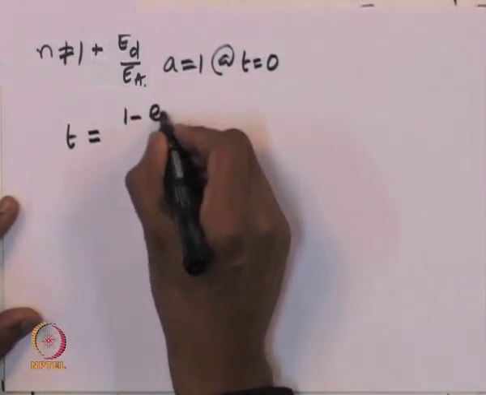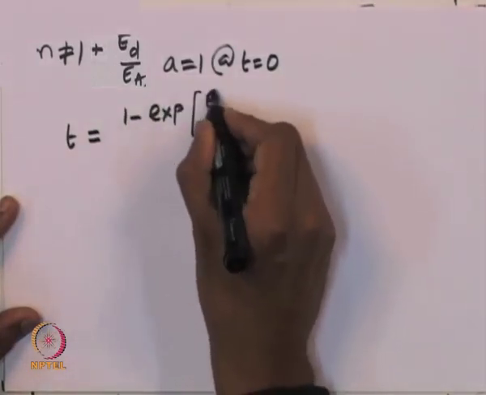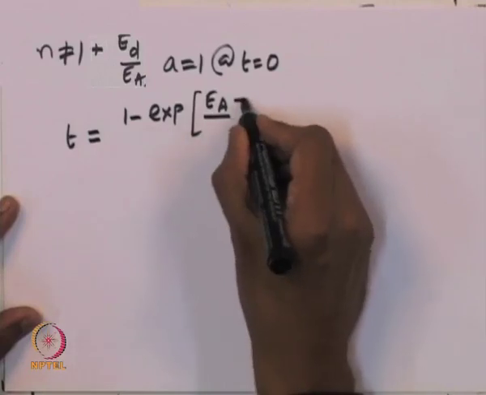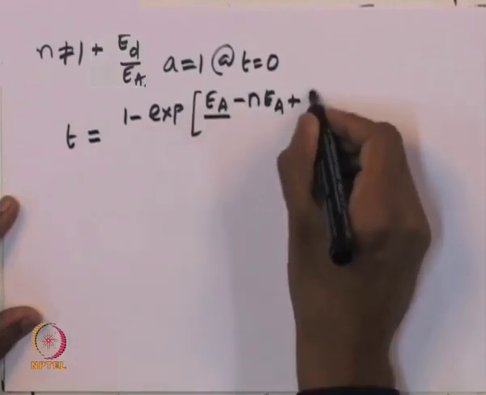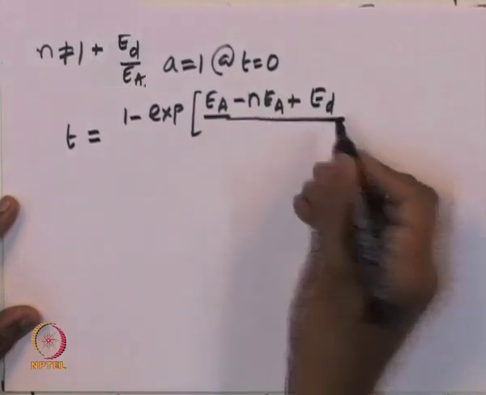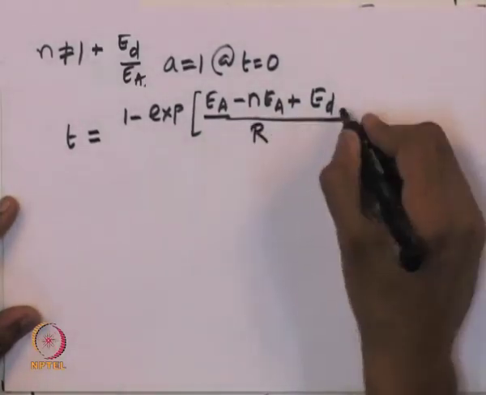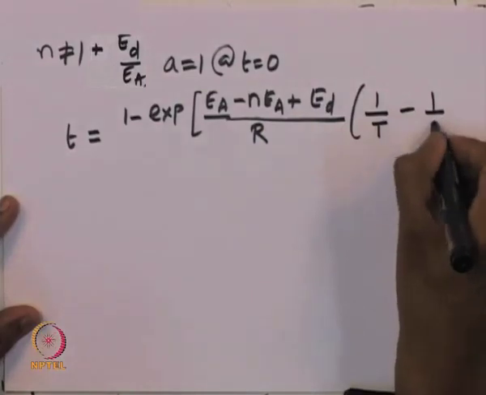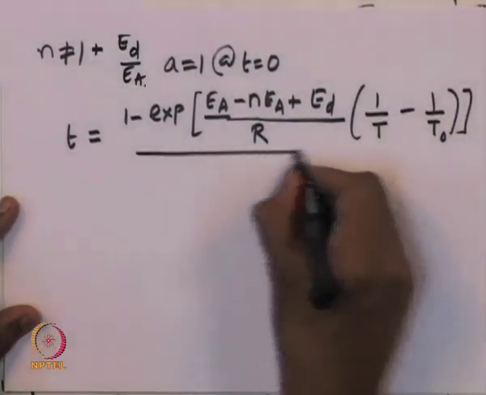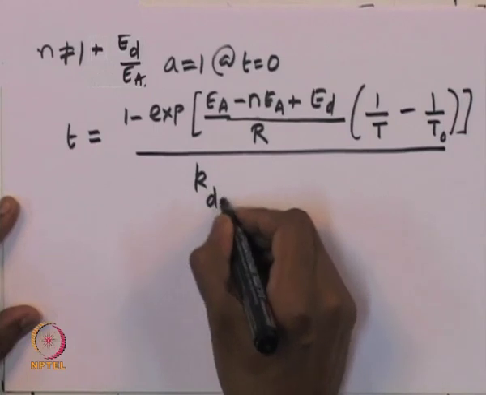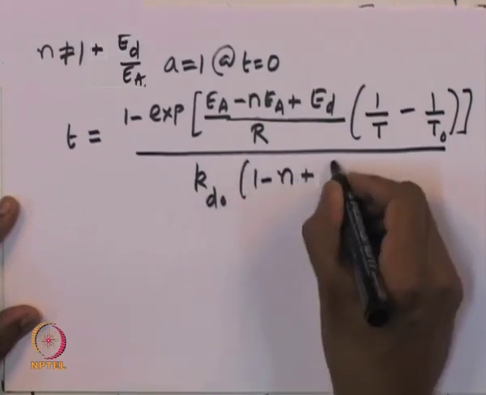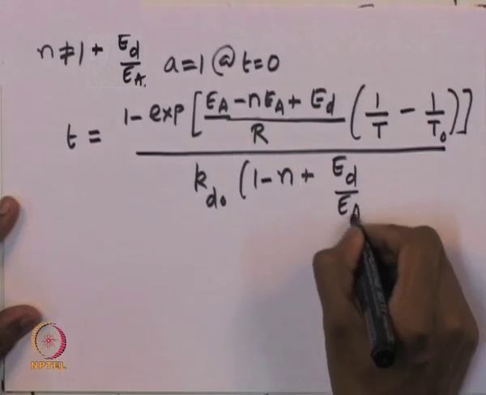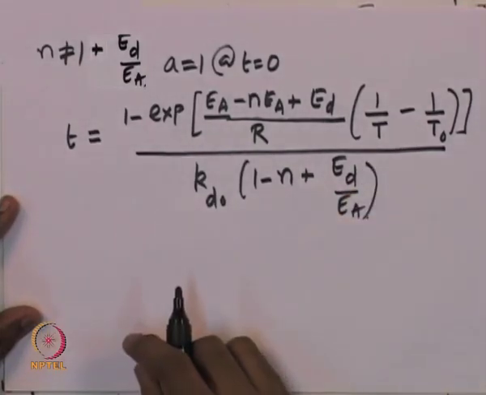equal to 1 minus exponential of Ea divided by Ea minus n into Ea plus Ed, that is the activation energy for the decay, divided by R into 1 by T minus 1 by T naught, the whole divided by Kd0 into 1 minus n plus Ed by Ea. So, this expression provides a relationship as to how the temperature has to be changed as a function of time.